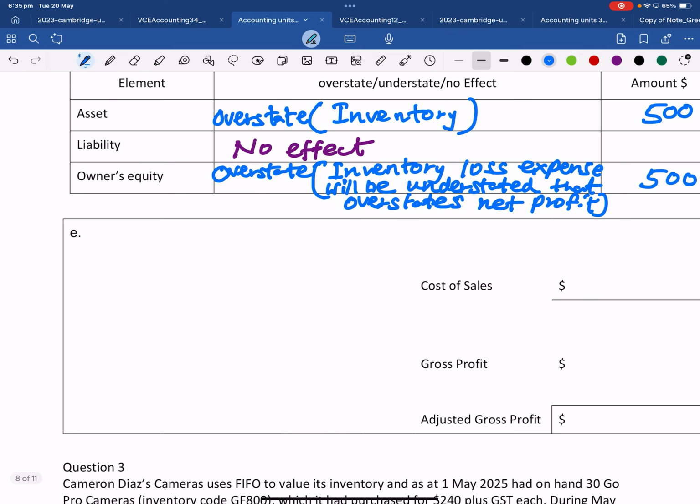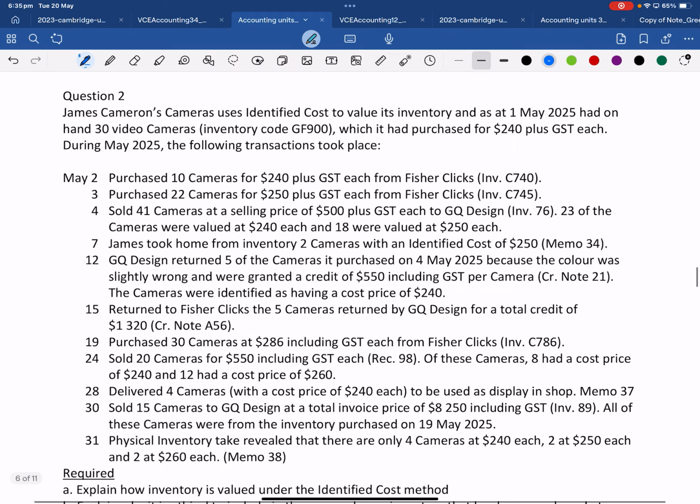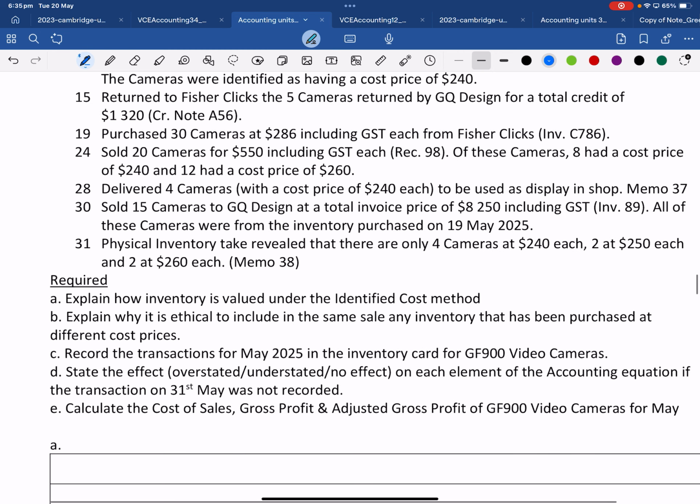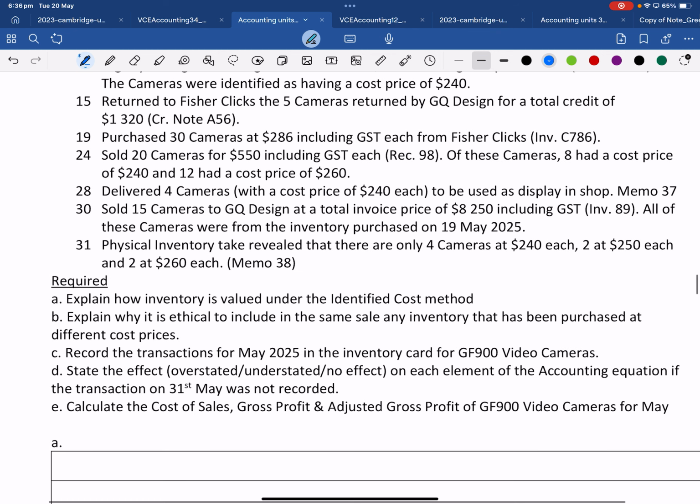Okay guys, next one. All right, part U. Calculate cost of sales. Now, cost of sales we have done, yes? What is cost of sales, guys?